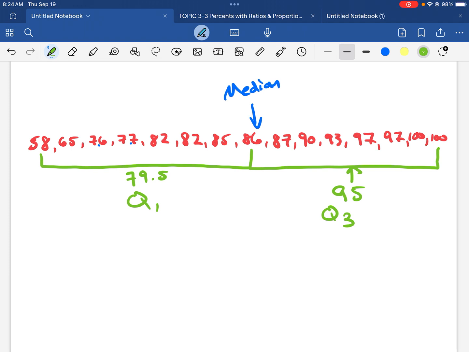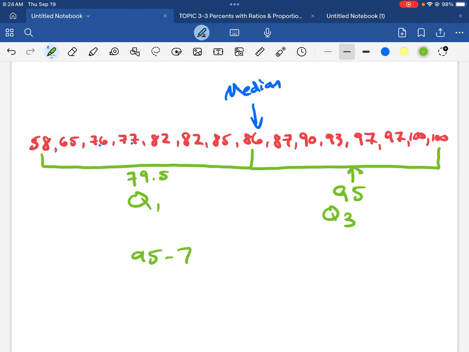So to get IQR, we would do 95 minus 79.5. We get an IQR of 15.5. And you only have to do this if it's an odd number of values. If it's an even number of values, then the calculator will be correct. All right, so we got 15.5 for our IQR.